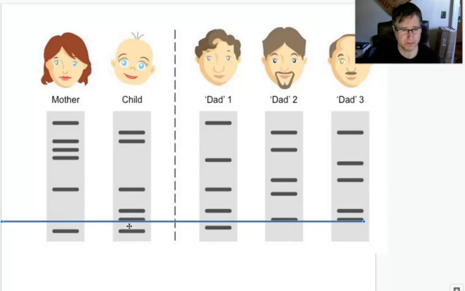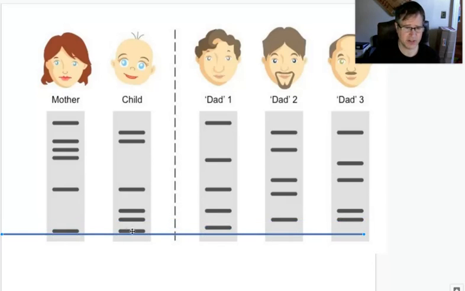This next one, child has it, mom doesn't. That's a good one to help us. And dad number 2 has the band. Now finally, this child has the band, mom does, so it doesn't actually help us. So with all the information we have here, dad 3 is a high chance of being the actual father of this child.